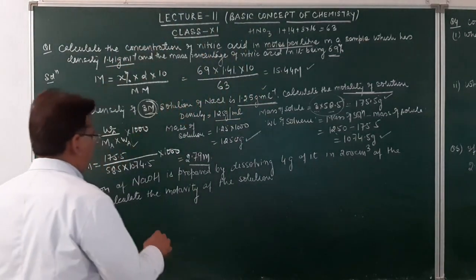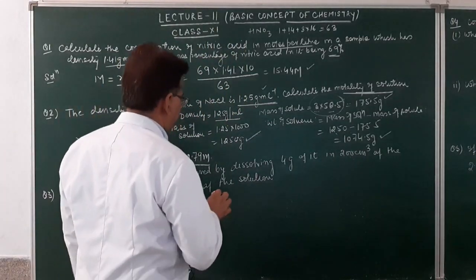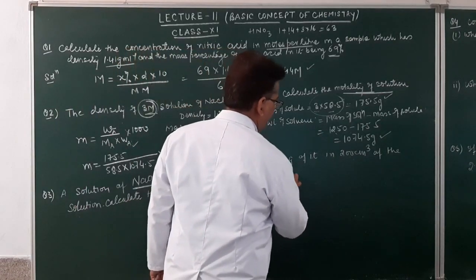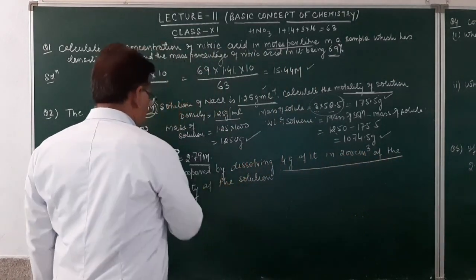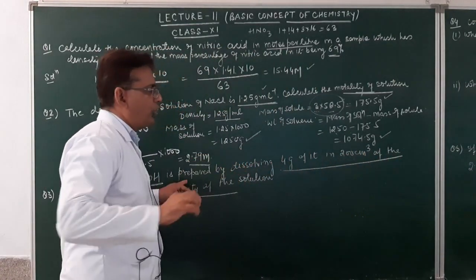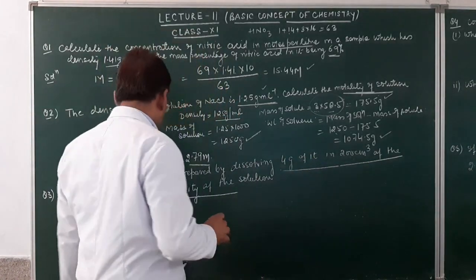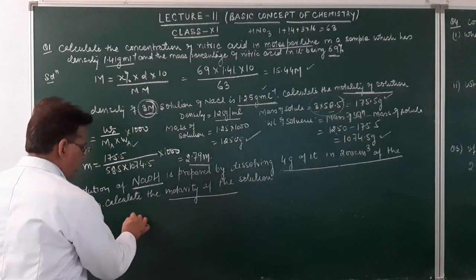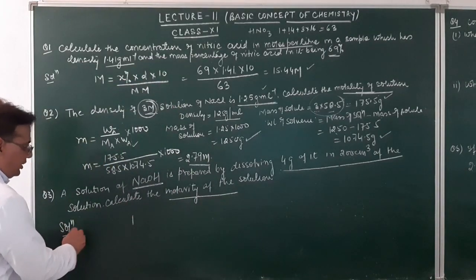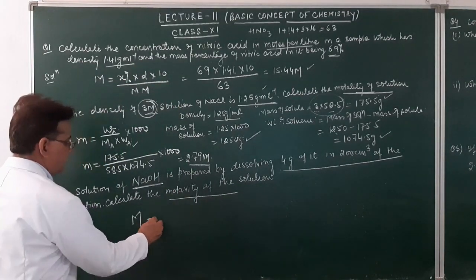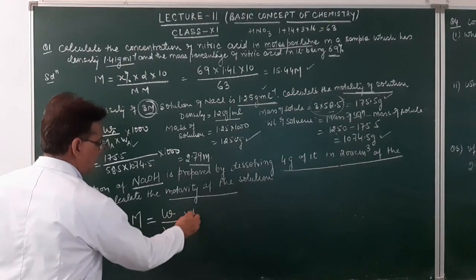Now the third is a solution of sodium hydroxide. It is prepared by dissolving 4 gram of it in 200 centimeter cube of the solution. Calculate the molarity of the solution. 4 gram of sodium hydroxide is present in 200 centimeter cube of the solution. What is the molarity of the solution? The formula will be: molarity of the solution will be equal to given mass upon molecular mass into volume multiplied by 1000.